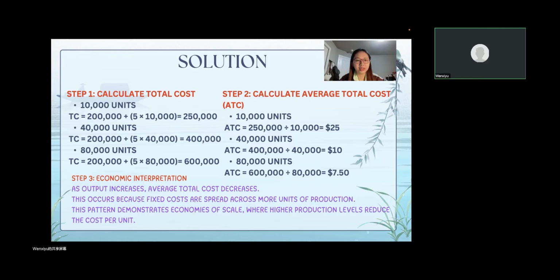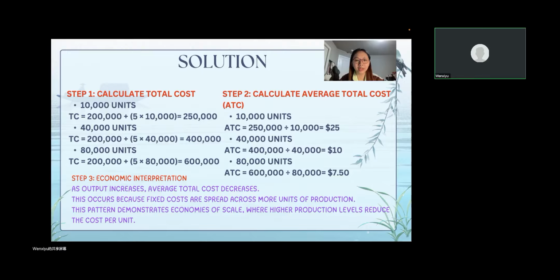At 10,000 units, variable cost is $5 per unit. $5 times 10,000 equals $50,000. Add the fixed cost of $200,000. Total cost is $250,000. Now divide by quantity. 250,000 divided by 10,000 equals $25 per unit.